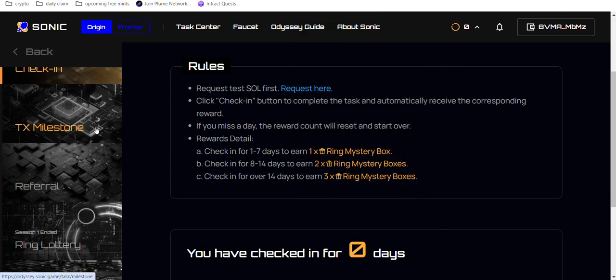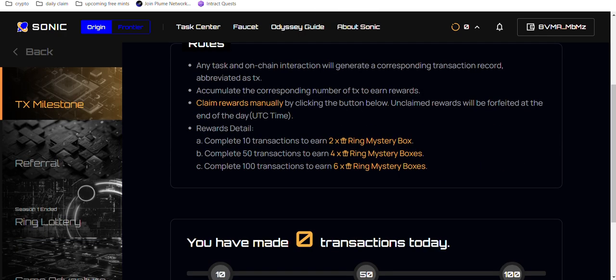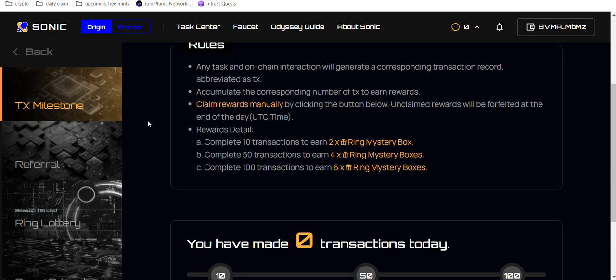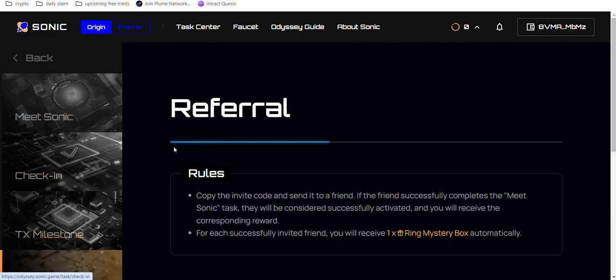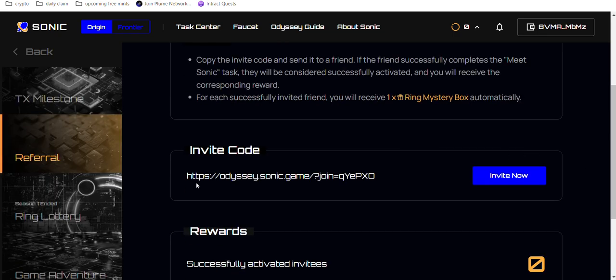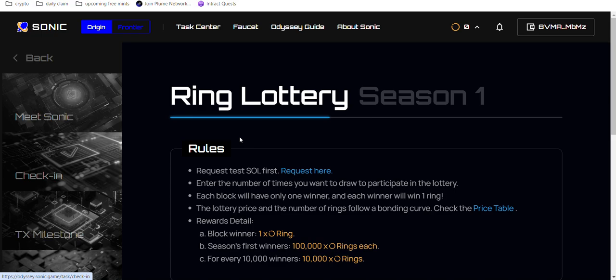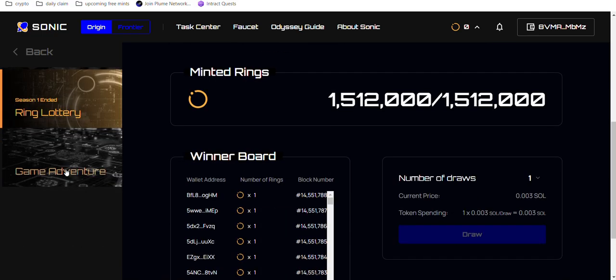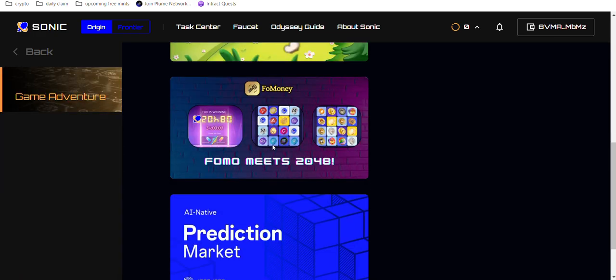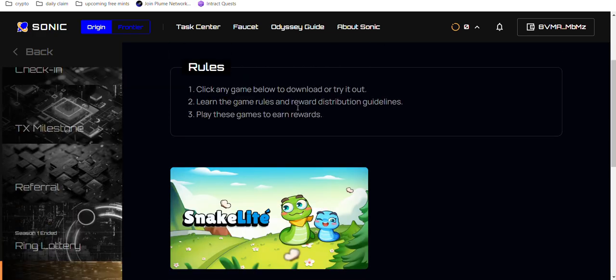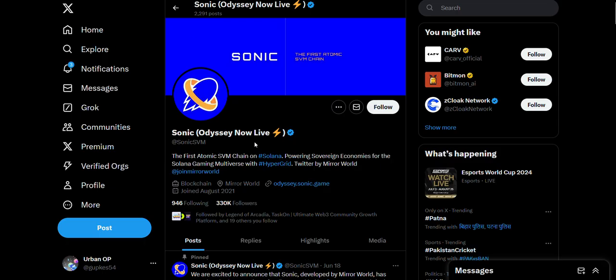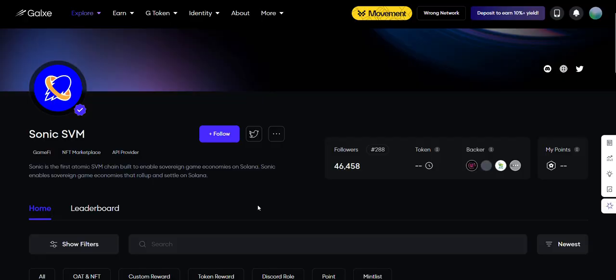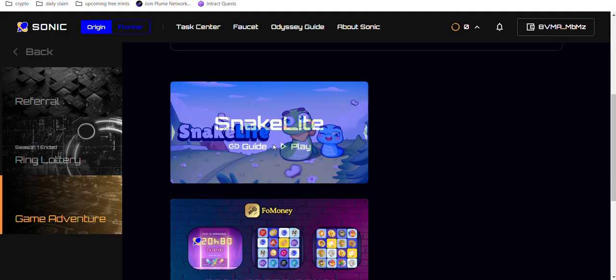Awesome. Then there are these steps where you need to manually push transactions. You can also refer your friends as well. Another thing would be actually playing their games. Since they are a gaming chain, as they say inside their Twitter as well, you can play their games and you can earn these rings, which are basically their points.